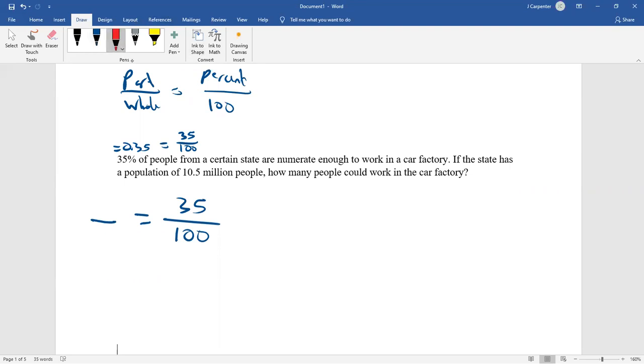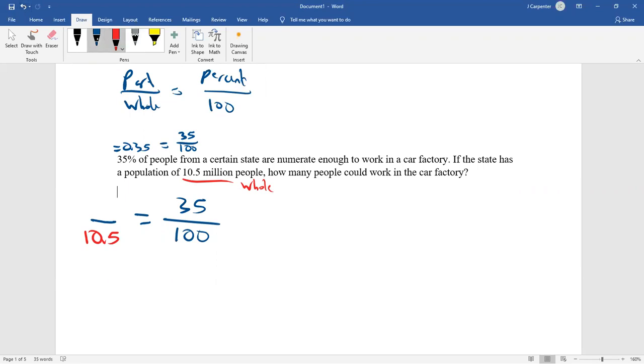So the question we're having to ask ourselves now is, this 10.5 million people, is that the top or is it the bottom? Where does it go? Is it the part or is it the whole? So you got to say, is this part of the state population or is it all of the state population? Well, the state has a population of 10.5 million people, so that is the whole. It's 35% of these people that can work in this car factory, so that would be the part. So the 10.5 million people goes in the bottom, and we generally don't write our units when we write proportions, so we just have to remember that these are in millions of people.